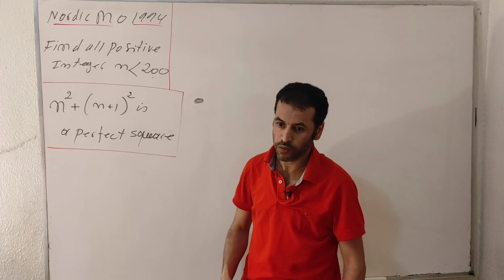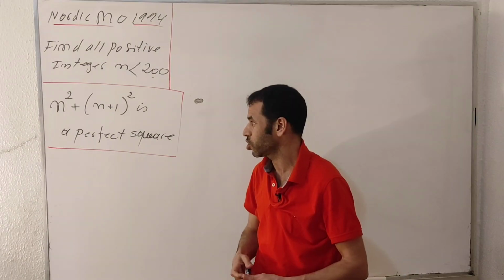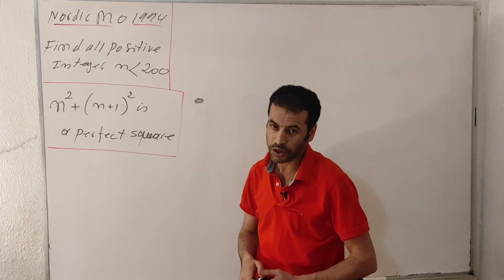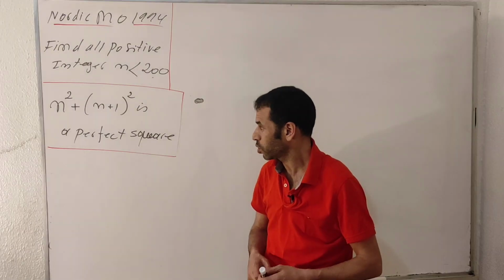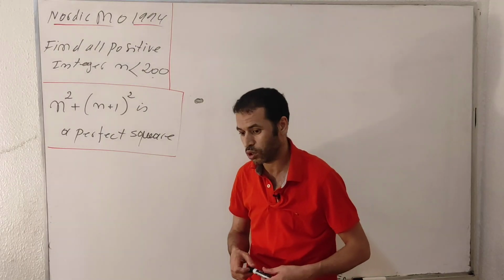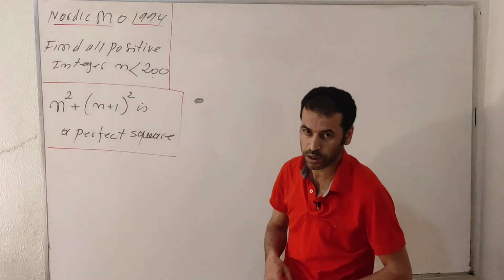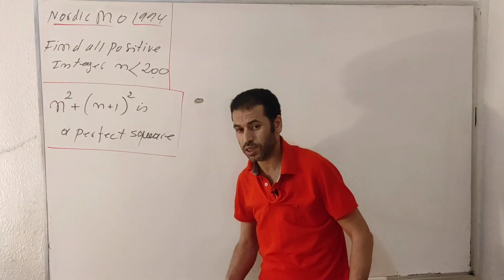So our goal is to determine n as a positive integer in order to have this expression be a perfect square. This is a very nice and straightforward problem, but it's very tricky. If you would like to give this problem a try prior to getting into the solution, just go ahead, pause this video, and when you come back you will see the full solution. Now let's get started.